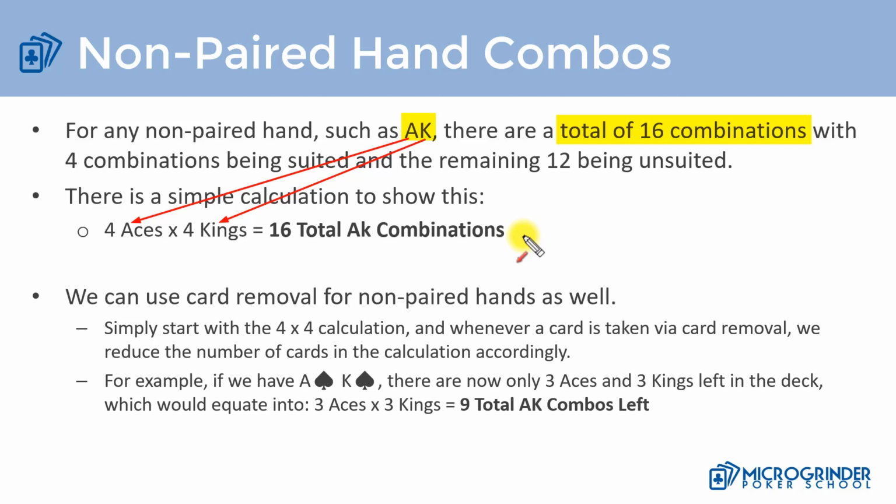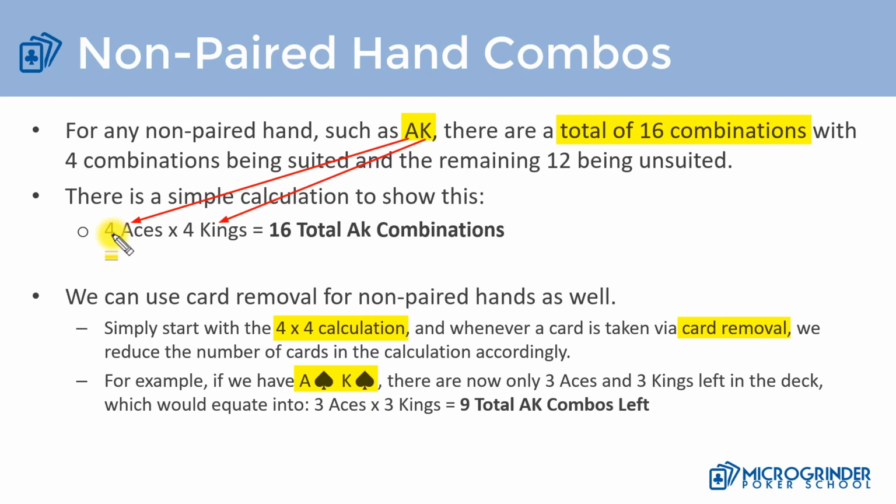Now, how do we do card removal and how do we use blockers in this situation with a non-paired hand? Well, the calculation is very simple. We just start with this 4x4 calculation, and whenever a card is taken via card removal, or if we block it, let's say, in a 3-bet situation, we reduce the number of cards in the calculation accordingly based on how many are left in the deck. So for example, if we have ace king suited of spades, and we want to know how many combos of ace king are left in the deck, then we simply do the math.